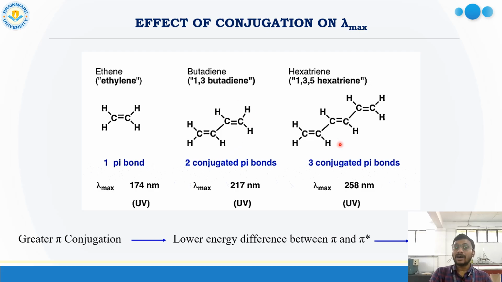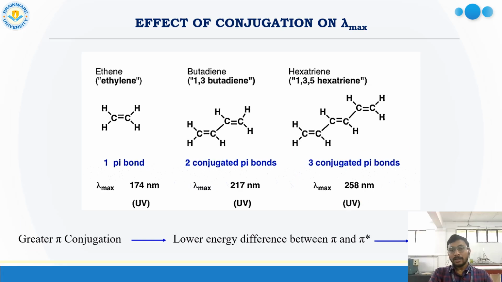If we increase a further pi bond, what happens? A further pi bond, you see, we have three conjugated pi bonds. So the resonance can go here, then go here, then go. So a longer resonance means again a smaller difference between the pi and pi star, and again the lambda max goes towards a red shift.